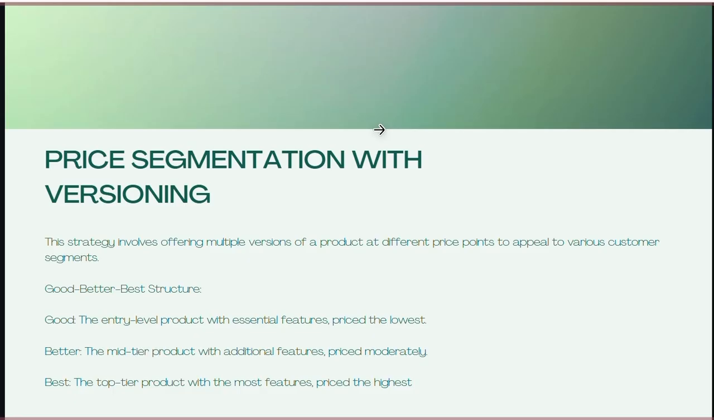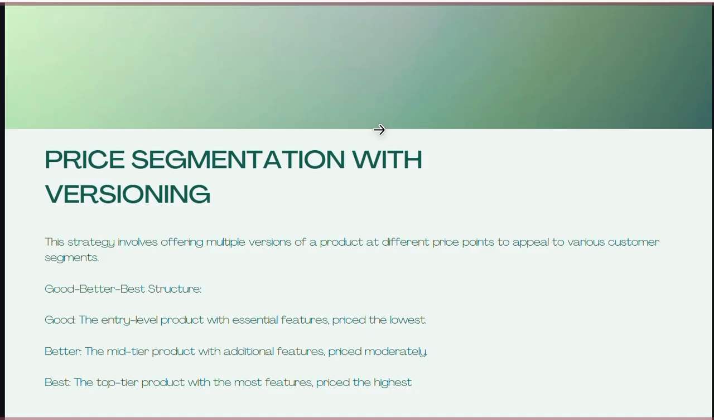These top tier versions provide the highest perceived benefits, making them the most feature rich and expensive options. It targets customers willing to pay more for advanced functionality. So in this approach, each version is designed to appeal to a distinct customer segment, where those who need only basic functionality choose the good version, while more discerning customers may opt for the best. This segmentation allows businesses to capture more customers across different price points by catering to varying levels of demand.